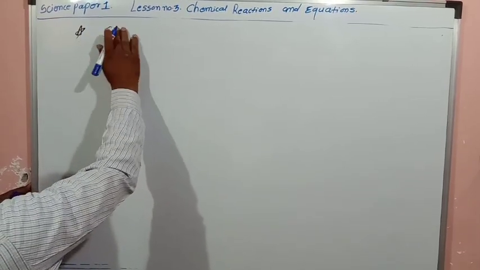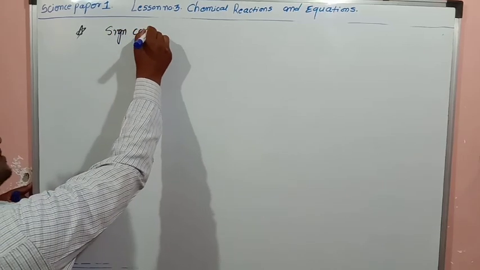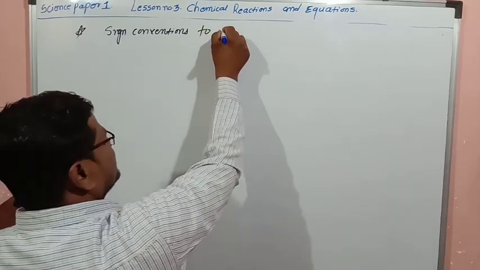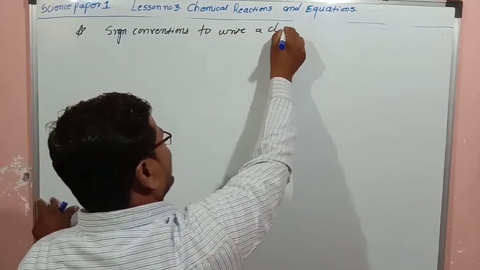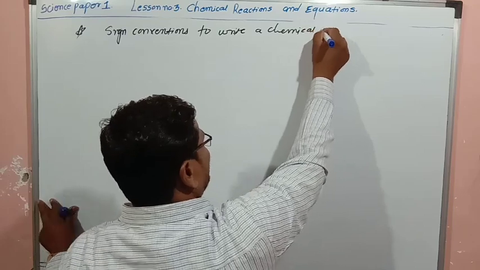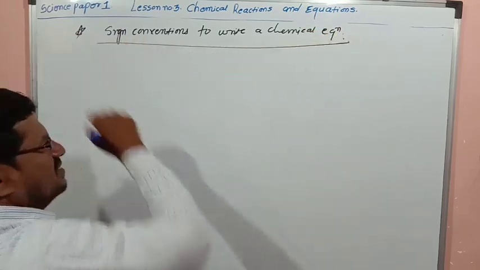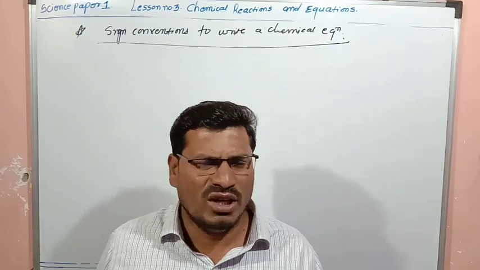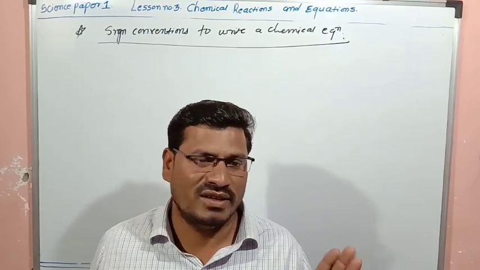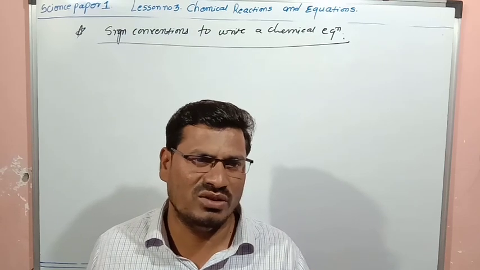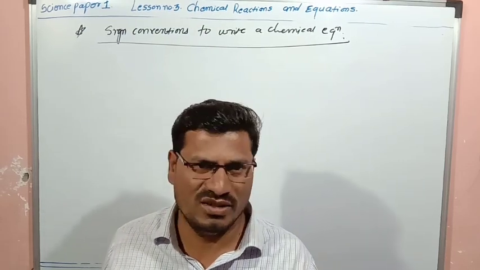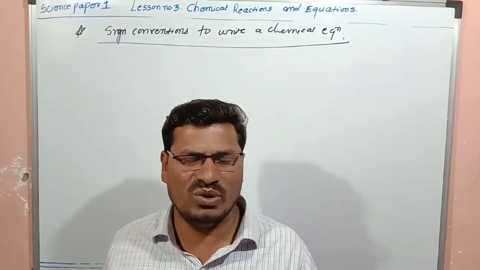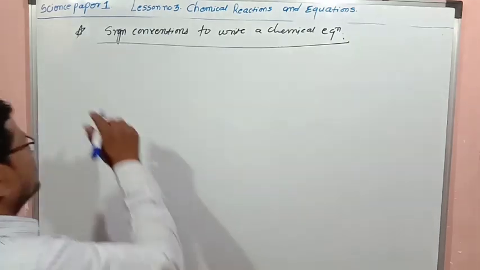Sign conventions to write a chemical equation. What are the sign conventions? What are the ways to represent the chemical equation? We know that in a chemical reaction, reactants react together and get converted into products. They are forming new products, new substances are produced. So how to write that chemical equation we are going to learn. Point wise we are going to go.